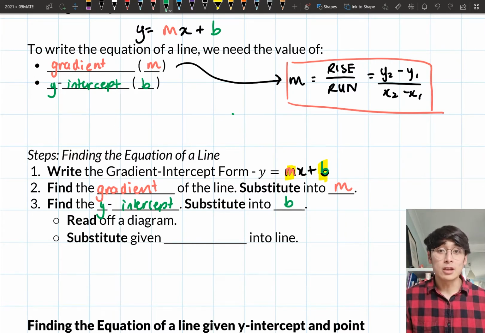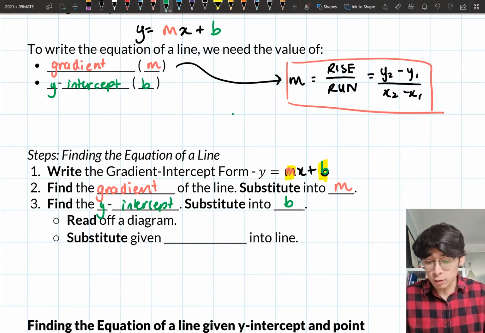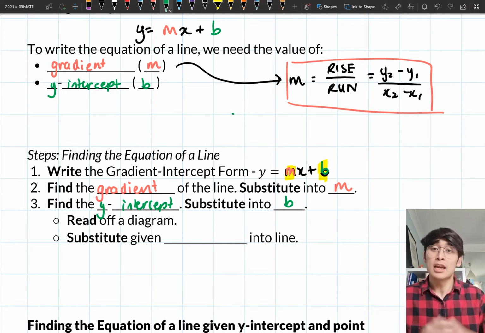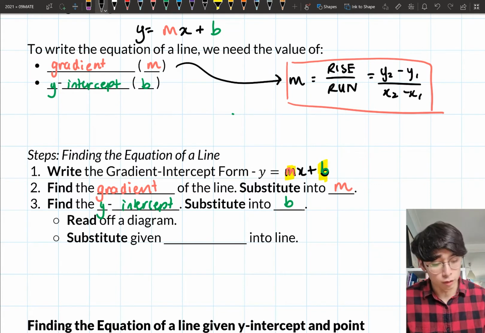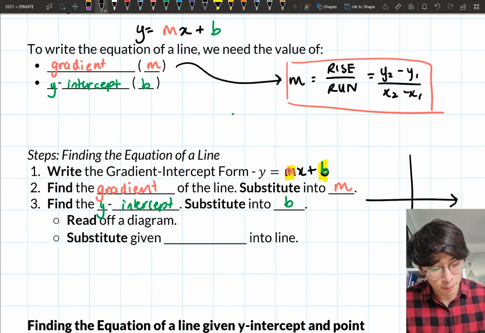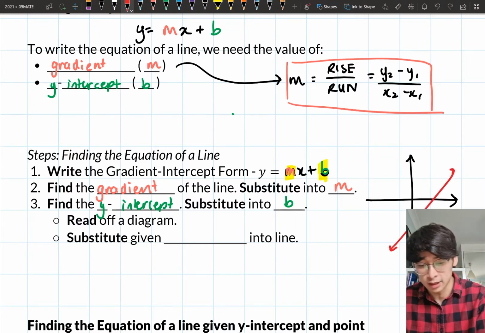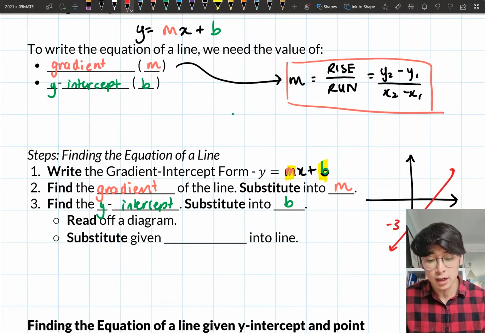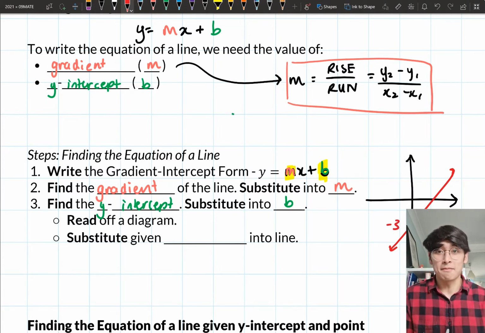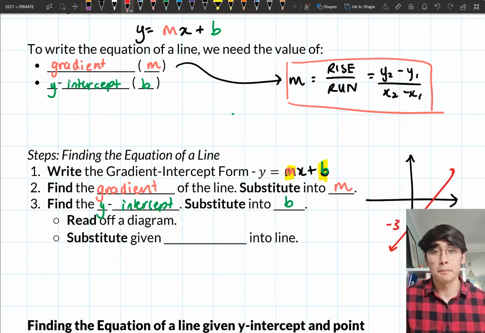Now there are a few ways that you can find the y-intercept, depending on the question that you have. The first way is just to read it off the diagram, if on your diagram they include the y-intercept. So for example, if they show you a diagram and the line passes through the y-axis and they tell you what this point is, so let's say it's -3, all you need to do is just put that into b. So we just read it off the diagram.